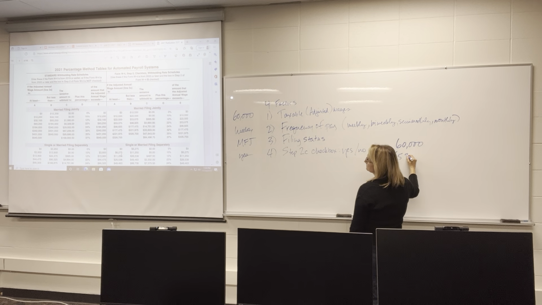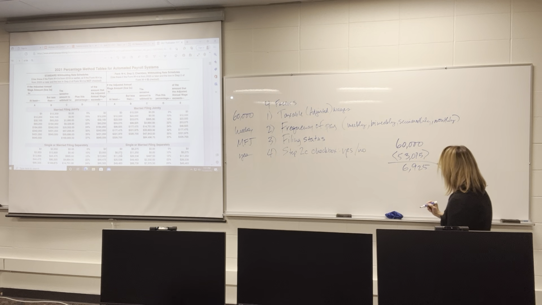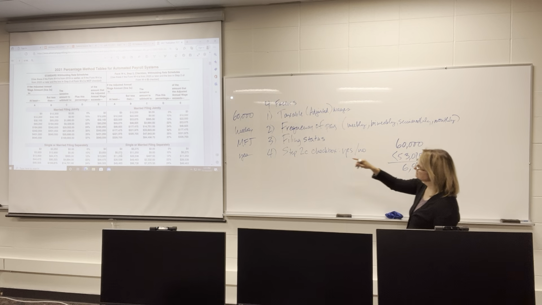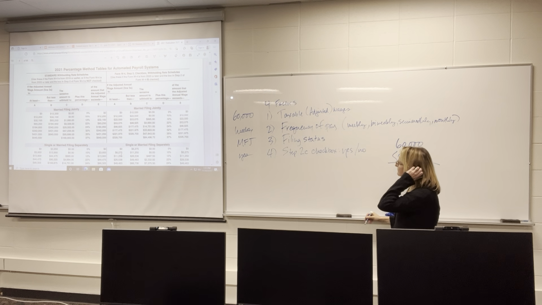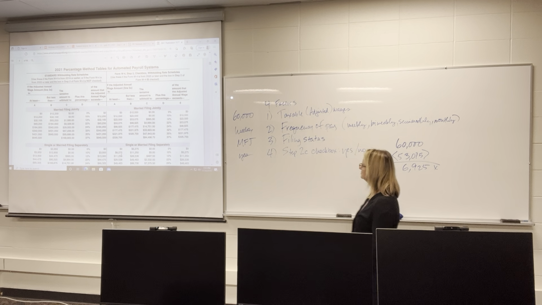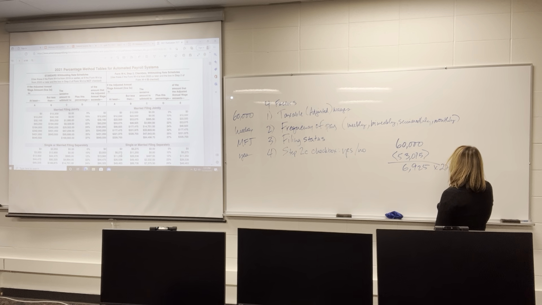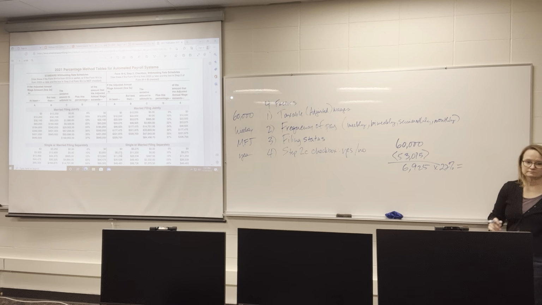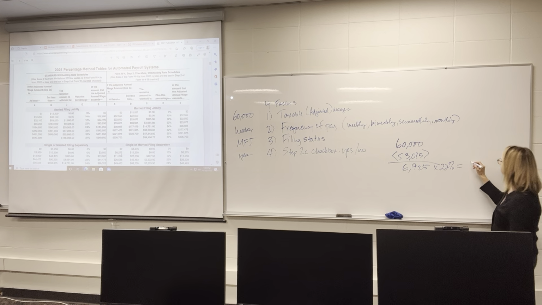minus 53,075. So get your calculators out because I'm going to need your help here. So what do we have? 6925. This is the amount that exceeds 53,075. So we're going to multiply this by whatever percentage it told us to, 22%. How much is that? 1523.50.